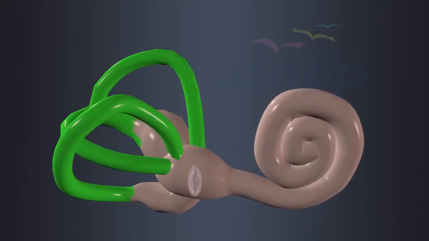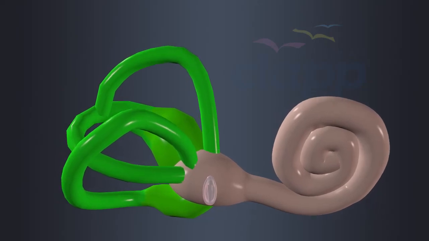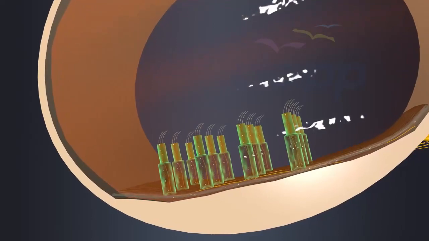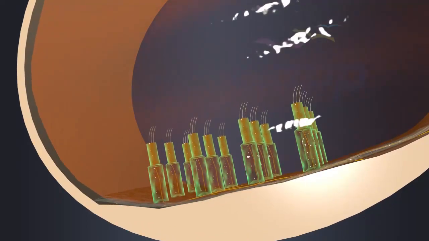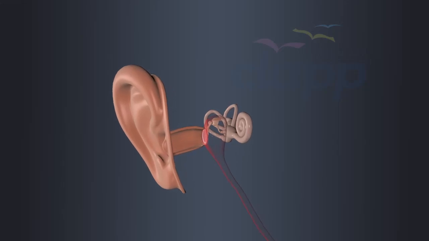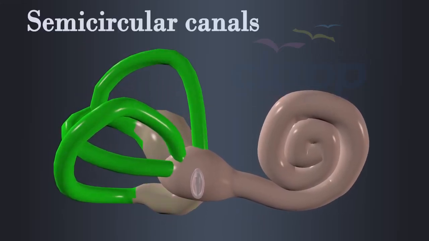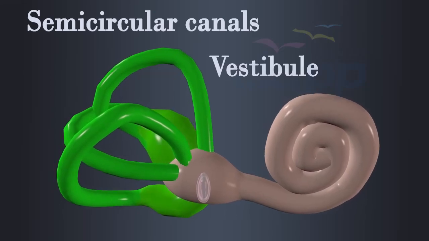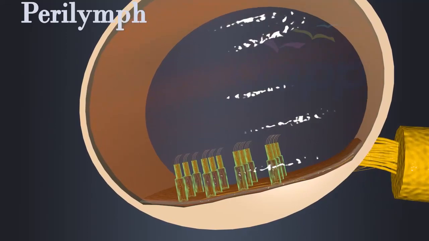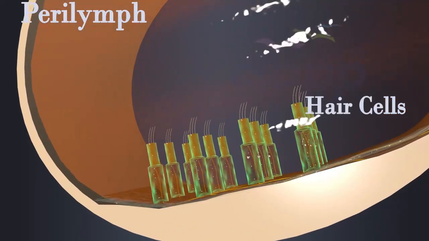There are 3 semicircular canals and 2 vestibules in the inner ear, which is filled with perilymph fluid and contains hair cells which help to balance the body. Balancing the body. There are 3 semicircular canals and 2 vestibules in the inner ear, which is filled with perilymph fluid and contains hair cells which help to balance the body.